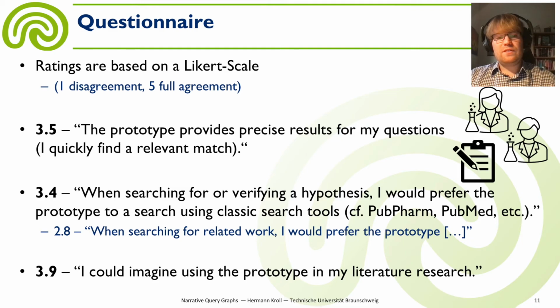In addition, when searching for or verifying a hypothesis, I would prefer the prototype to a search using classical search tools. And here we also have a good agreement of 3.4. In contrast, if they search for related work, then they are quite reluctant and say something like 2.8, which is a low agreement, I would say. And in the end, we asked the question, if they could imagine to use our prototype in their literature search, and indeed they had a good agreement again, so 3.9 here.